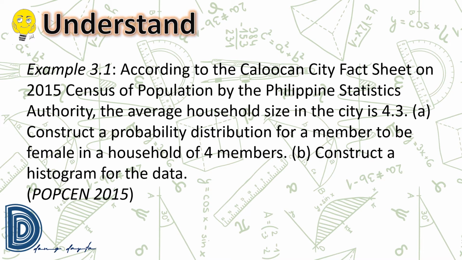Let us have another example. Example 3.1. According to the Caloocan City Fact Sheet on 2015 Census of Population by the Philippine Statistics Authority, the average household size in the city is 4.3. Letter A. Construct a probability distribution for a member to be female in a household of 4 members. Letter B. Construct a histogram for the data.